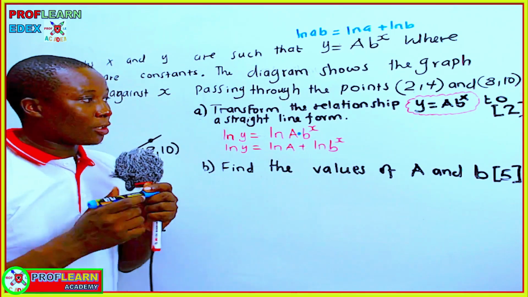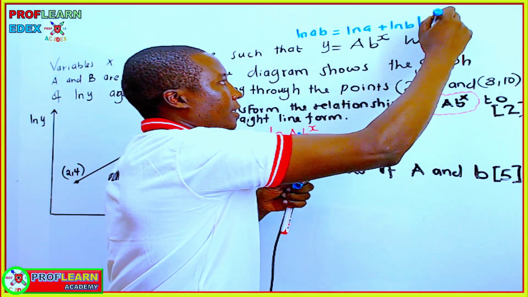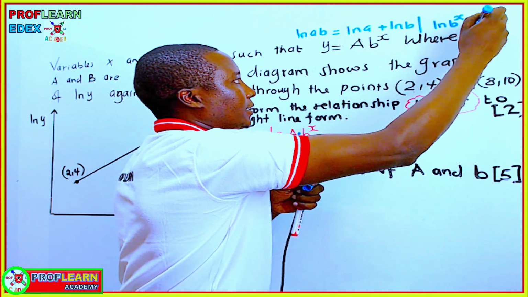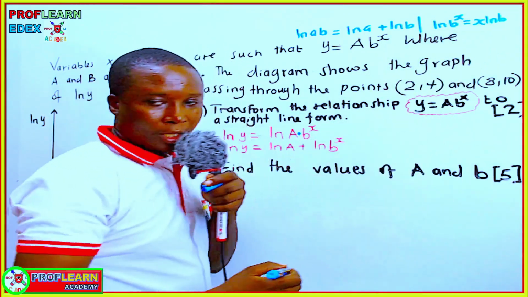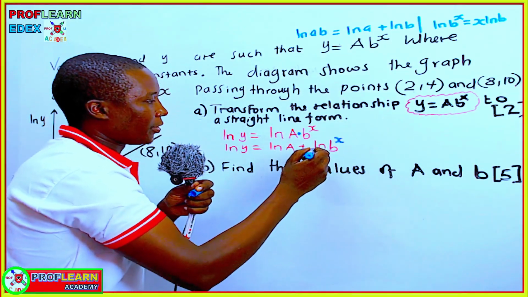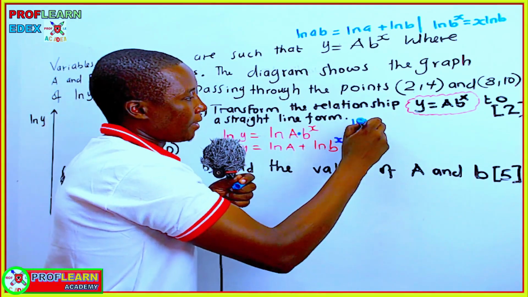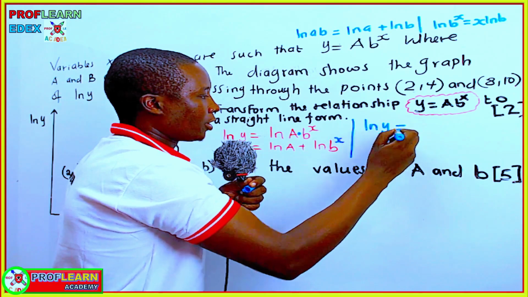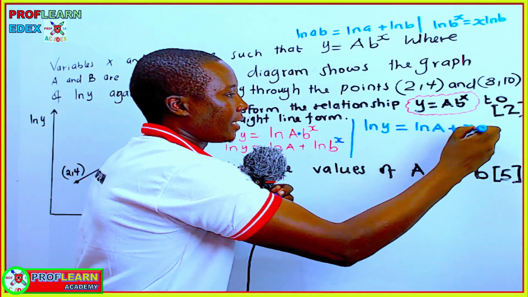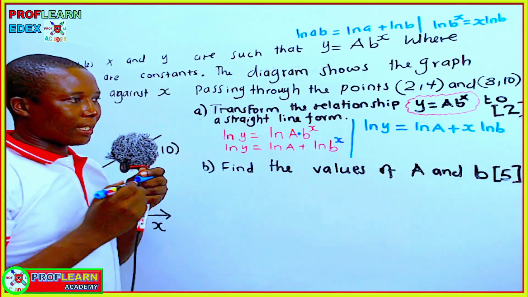We cannot stop there, because there is another law of logarithms: natural log of b raised to power x can be written as x natural log of b. So you can take the power that we are having at this point in front of the log. So we are going to have our final answer written as natural log of y equals natural log of a plus x natural log of b.